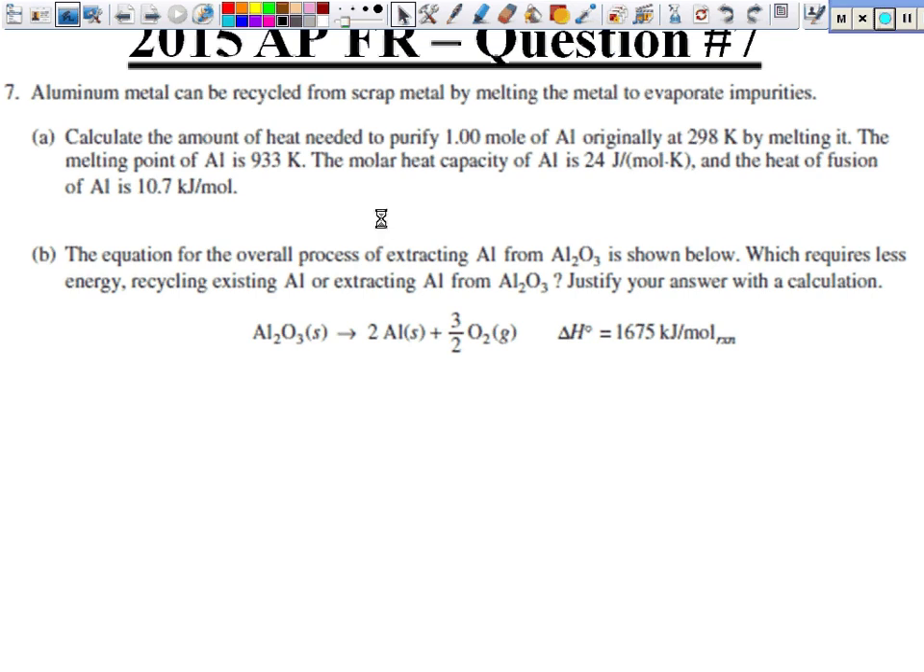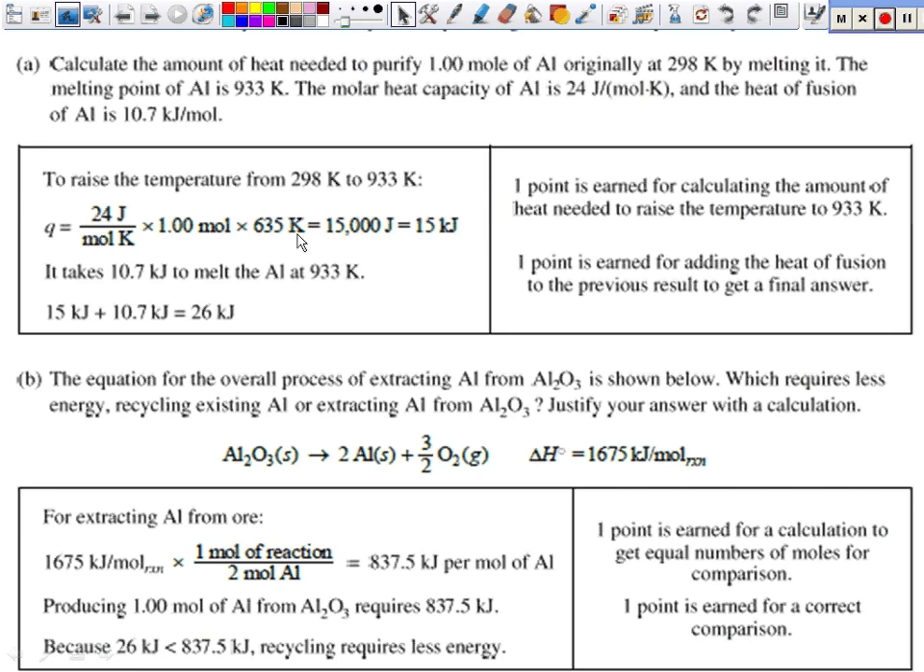Just this top box. Okay? So, to raise the temperature from 298 to 933, Q is equal to 24 joules per mole, which was the what? The heat capacity, times 1 mole, times what? That was delta T. So you multiply all of these things together. So what is this really? This is CP, this is M, and this is delta T. It's the specific heat formula.